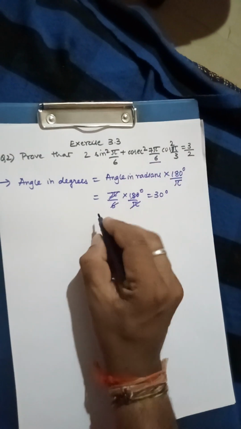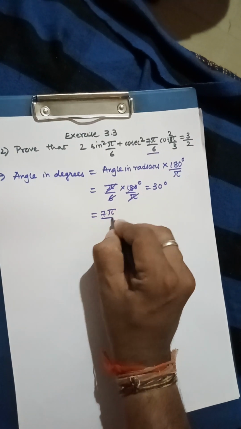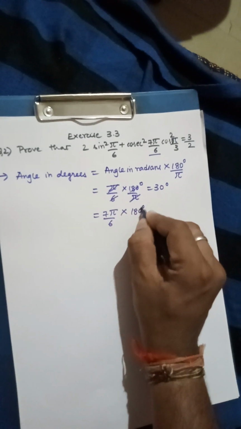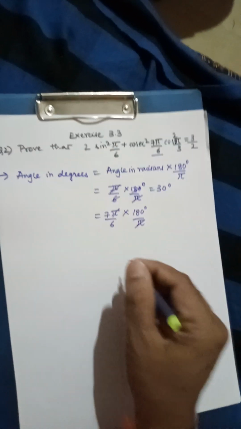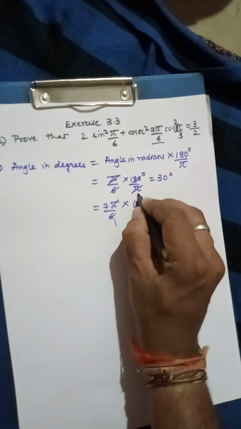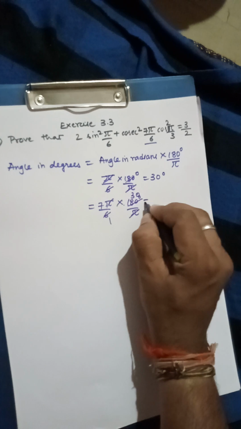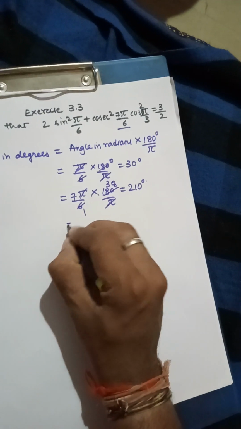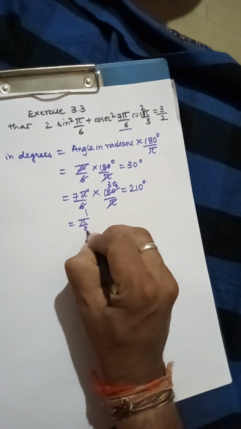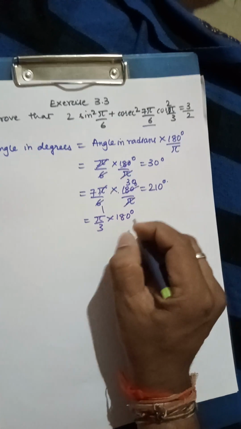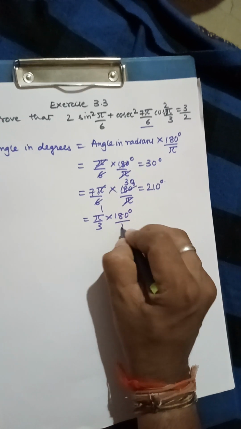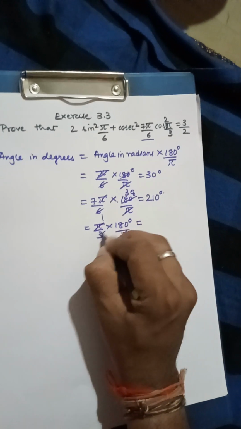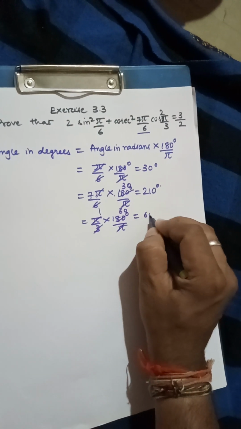Now let's take the next angle, that is 7 pi by 6. So angle in radians is 7 pi by 6. So we have to multiply it by 180 degrees by pi. So pi and pi will get cancelled. So 6 1 times, 6 30 times. So 7 into 30, it will be 210 degrees. Next angle is pi by 3. We need to convert it to degrees. So we'll multiply this angle by 180 by pi. Pi and pi will get cancelled. 3 1 times, 3 60 times. So it will be 60 degrees.